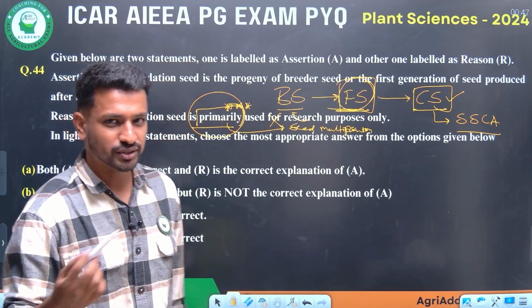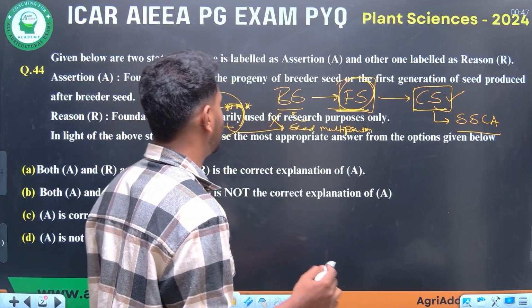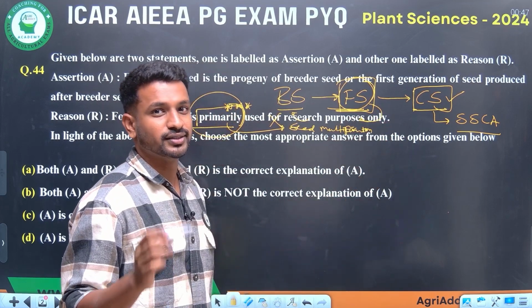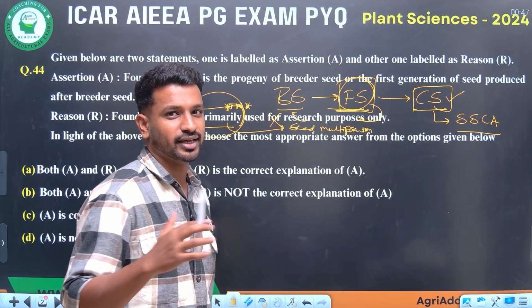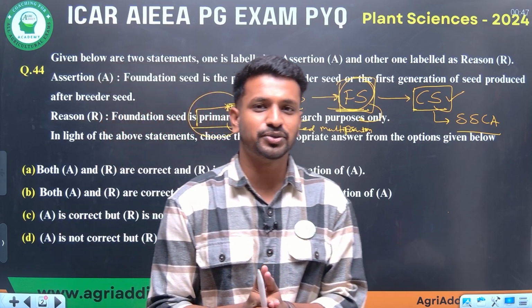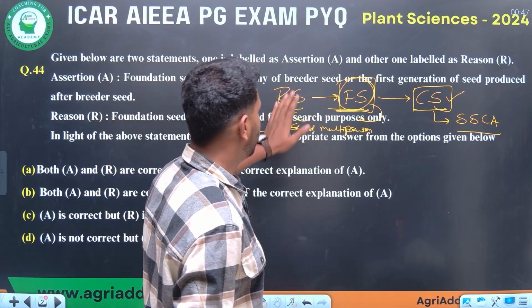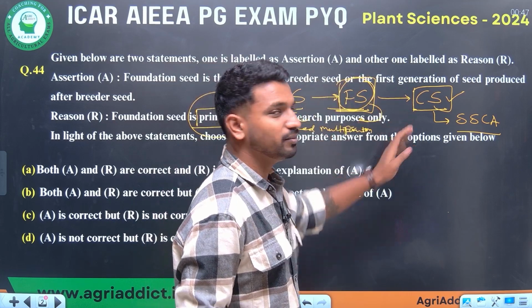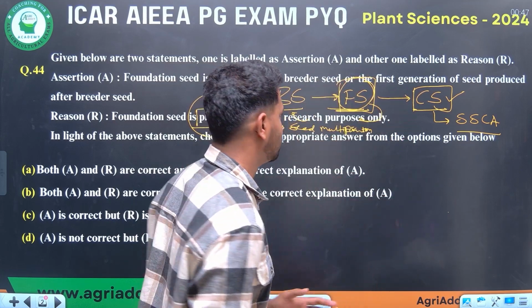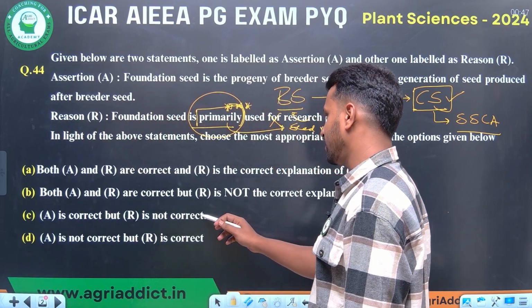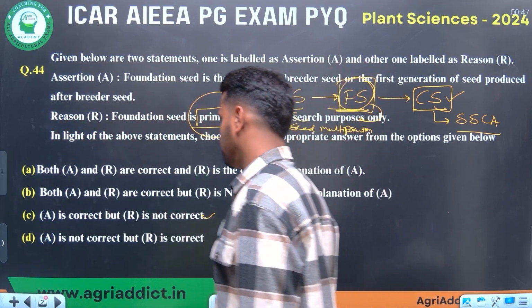In some of the sources, in some of the books, you might find that foundation seeds are used for research purpose, but remember, it is not primarily used. That is how they can confuse you in the exam. So please make sure that all your concepts are very clear here. We are going from breeder seed to foundation seed to certified seed because we have to produce the seeds for seed multiplication. For this, the answer is: A is correct and R is wrong or incorrect.